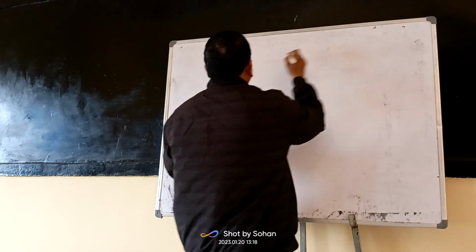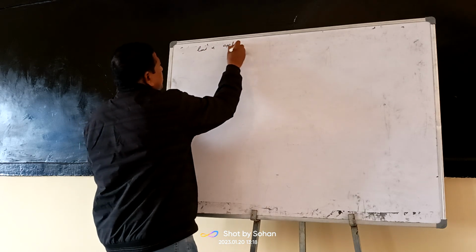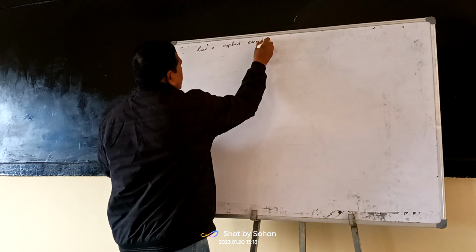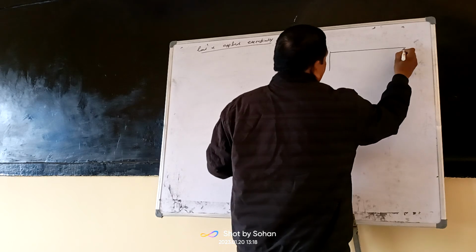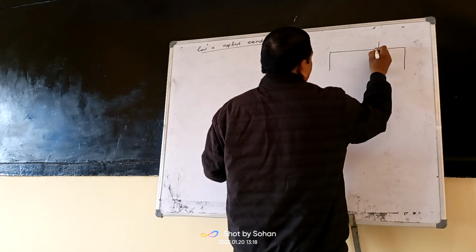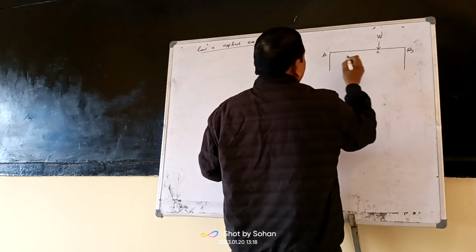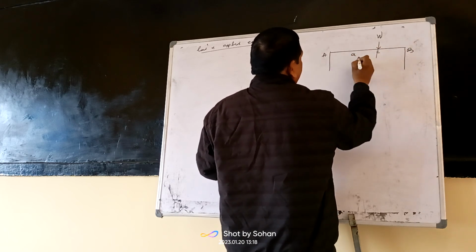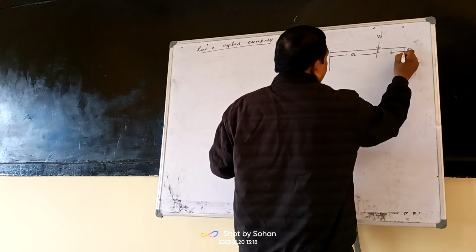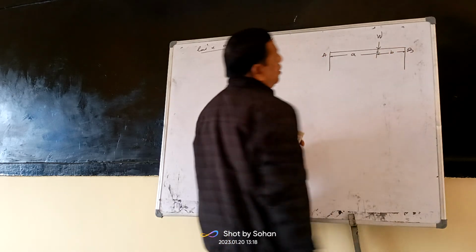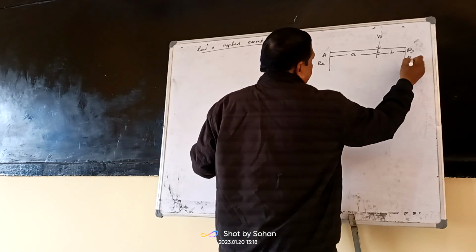The load is applied eccentrically. So first we have to draw the simply supported beam A and B, and this is the point C, load W, and the distance from A to C is a, and the distance from C to B is b. So first we have to calculate RA and RB.